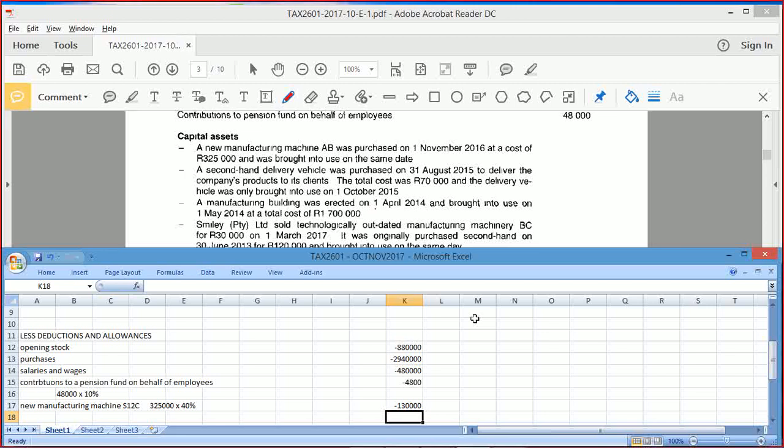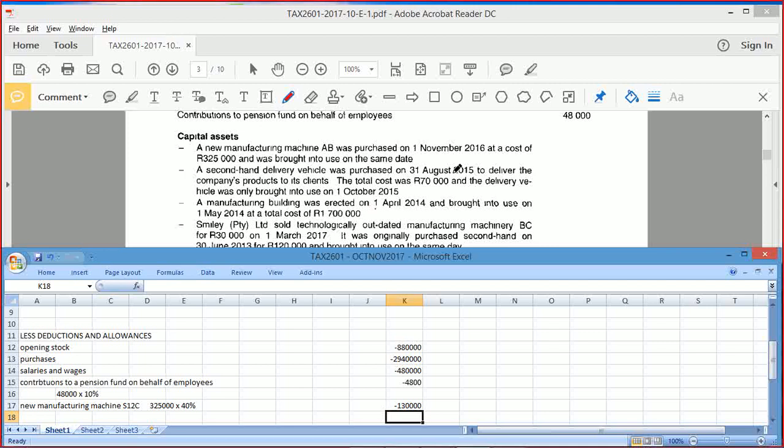for used. It's still 12C, but just for used machinery or used assets. Yeah, so definitely you need to look at what's used and what's not used, because that changes things for an SBC, right? Yes, sir. Immovable or movable? It's movable, sir. So second-hand delivery vehicle purchased on that date. Is that the first year, second year, third year? How long ago was this?